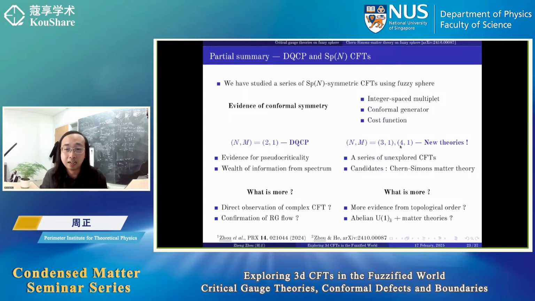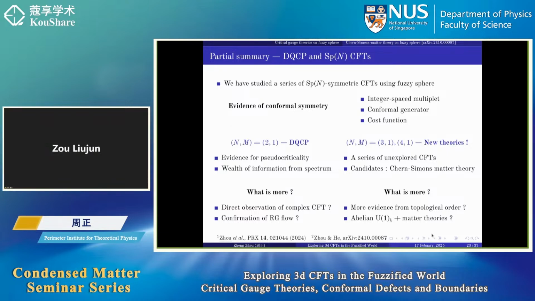For SP3 and SP4, they are a series of new unexplored CFTs with candidates being the Chern-Simons-matter theory. Although we are not sure which theory what we found corresponds to, we can gain more evidence from the topological orders in its vicinity. And we can take a step back to study some theoretically simpler theories, for example, the abelian U1 level K coupled to matter theories.